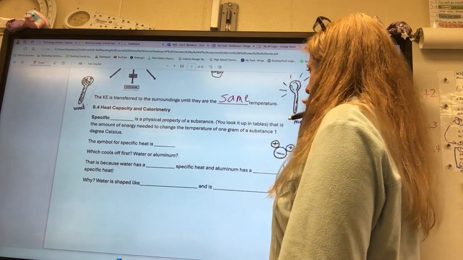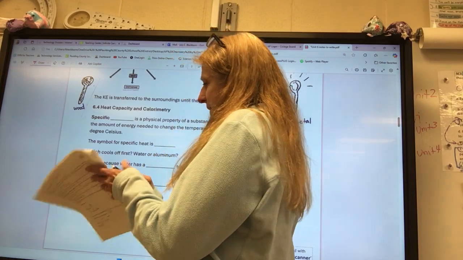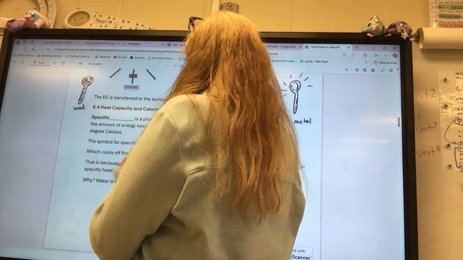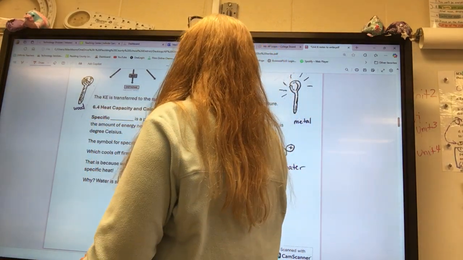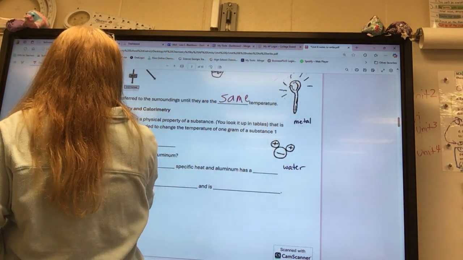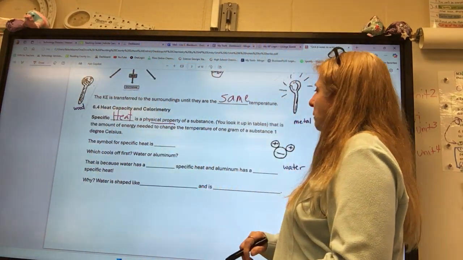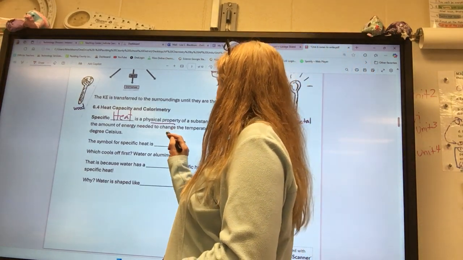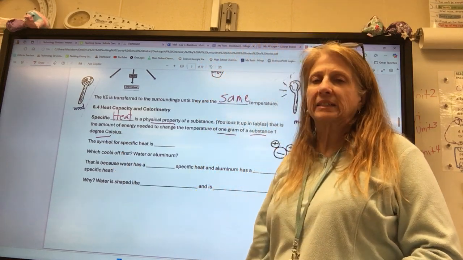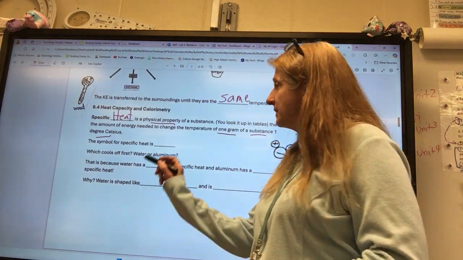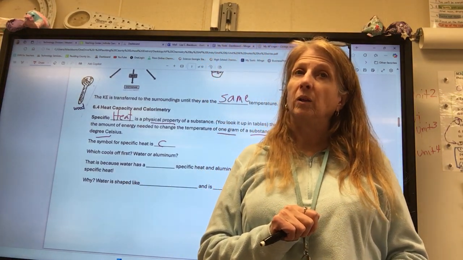Okay, next. Heat capacity and calorimetry. So, specific heat. Do y'all remember learning about this in honors? It is a physical property of a substance, you look it up in tables, that is the amount of energy needed to change the temperature of 1 gram of substance 1 degree Celsius. Do y'all remember the symbol for specific heat? It's a lowercase c. What have we also learned that as a symbol for?